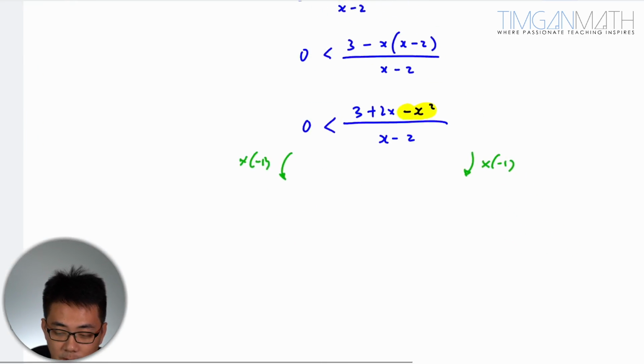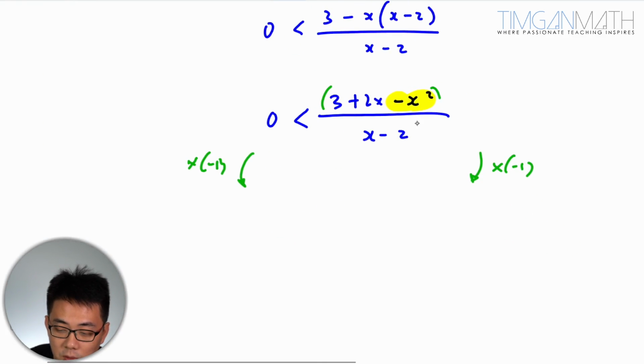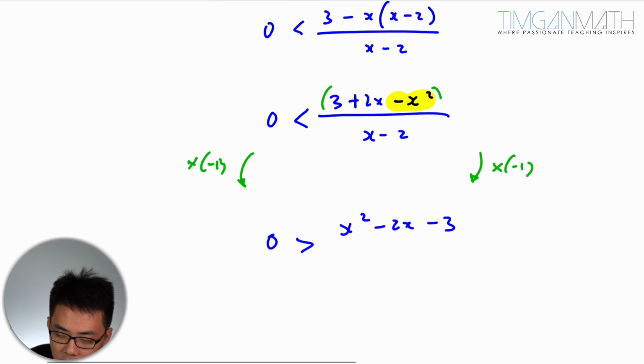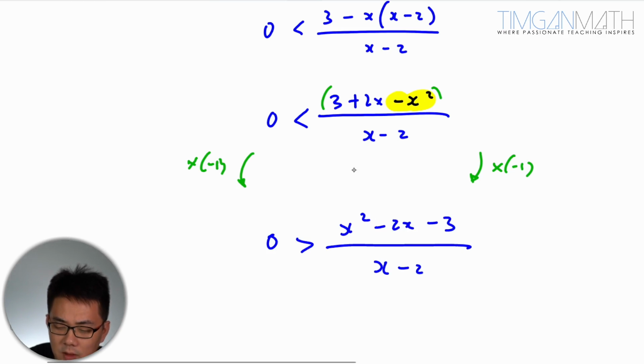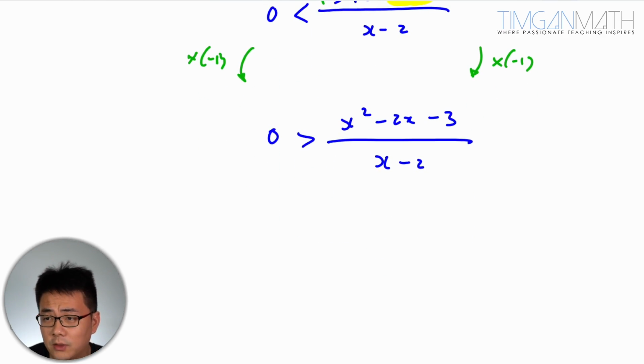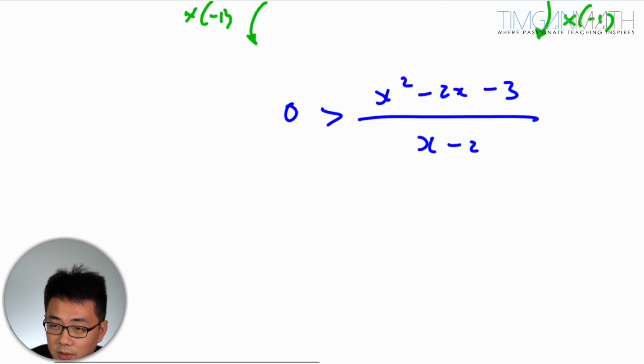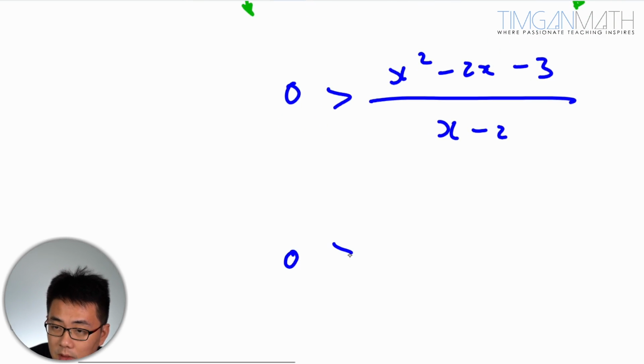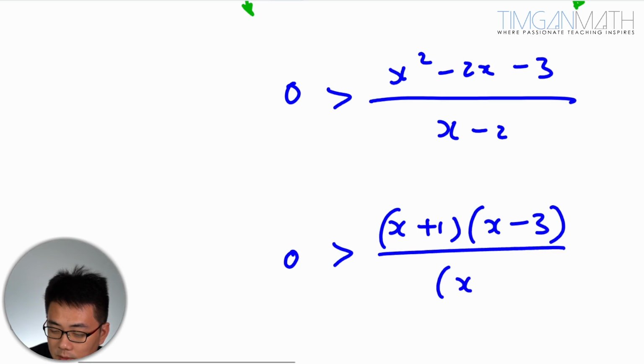When you multiply by minus 1, just choose one factor to multiply by negative 1. This case here, the top is x squared minus 2x minus 3. Just make sure that x squared is positive. So you just factorize this without using a calculator. Factorizing it shouldn't be too bad. What you get is this is less than 0: x plus 1, x minus 3 over x minus 2.